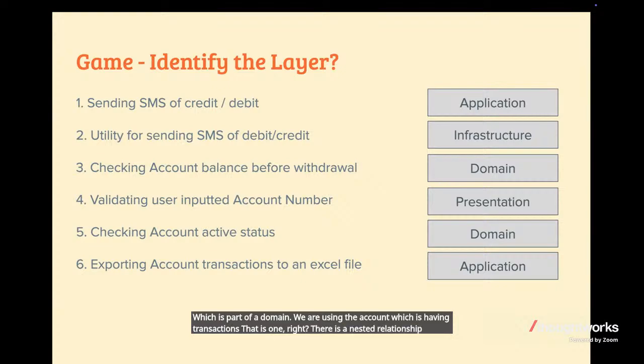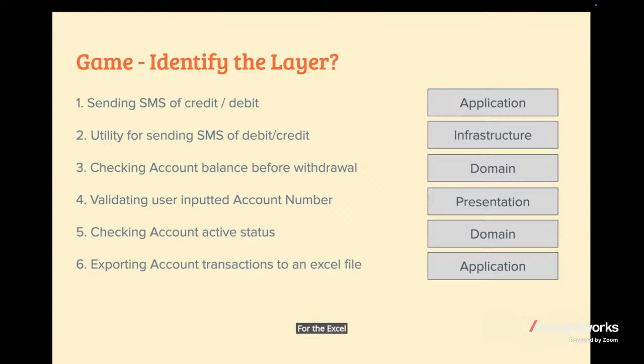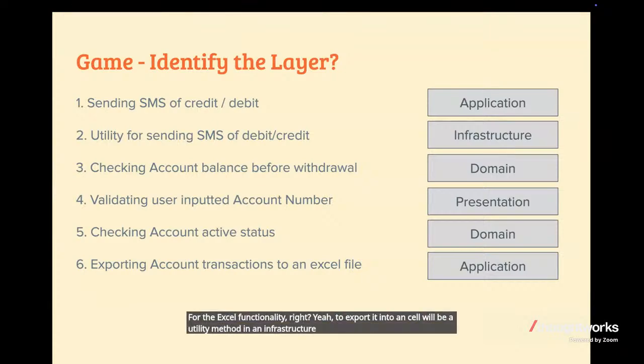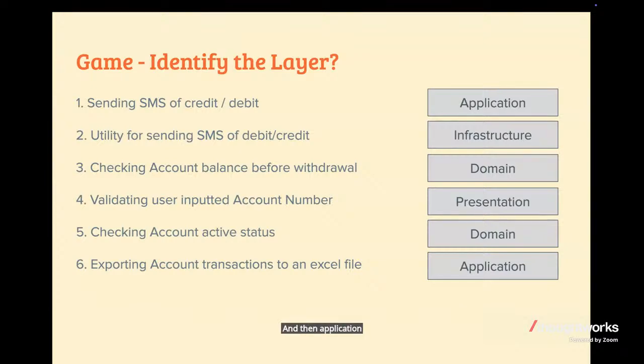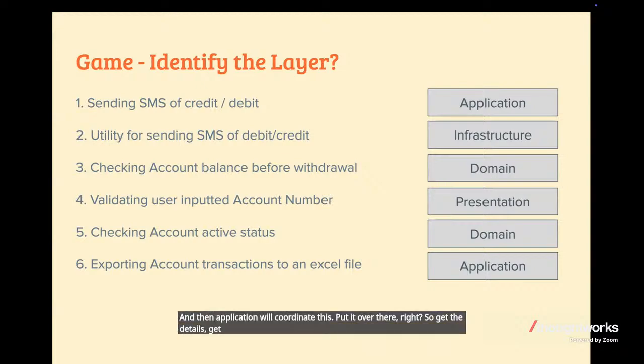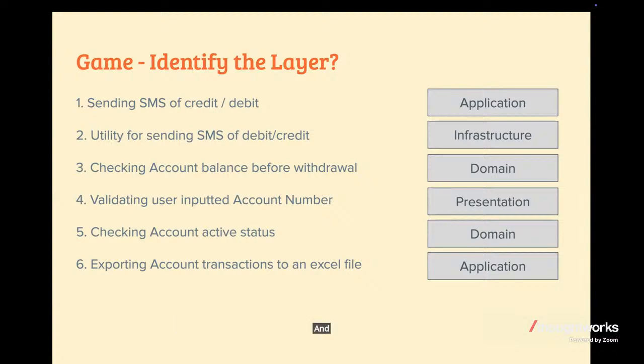We are using the infrastructure layer also for the Excel functionality, right? So to export it into an Excel will be a utility method in the infrastructure layer, right? And then the application will coordinate this. So get the details, get the account transactions, get the list of transactions, and then ask the infrastructure layer to export these transactions into Excel.